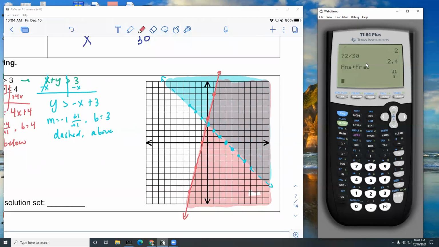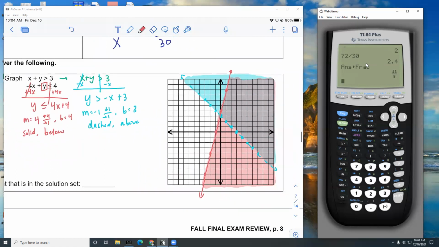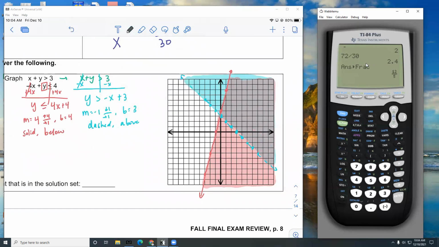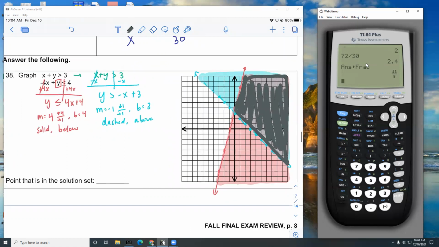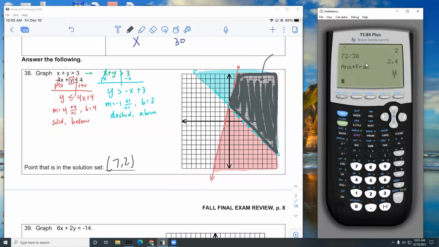So then once you are done shading, it asks for a point that is in the solution set. Guys, remember the solution set, let's make it darker, is going to be everywhere where my shadings overlap, right? So this whole area in here. So if they want a point that's in the solution set, they just want any point that is in this dark shaded area here. So truly, you could put something like (7, 2). That's what I'm going to put. But anything inside of there will work.